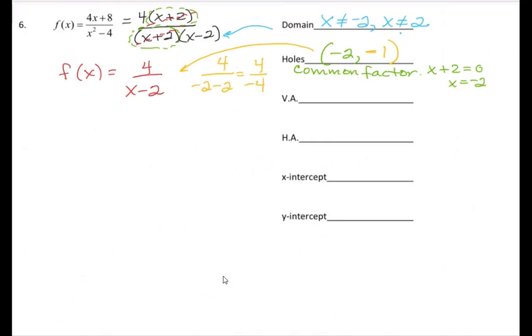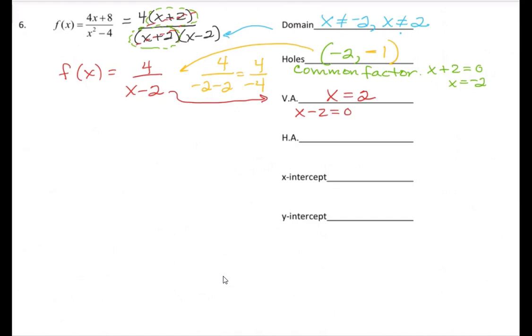Now I move to the vertical asymptote. And for the vertical asymptote, I want to look at the denominator of that simplified version and identify what I get when I set that denominator equal to 0. And if I do that, I'm going to get x equal to 2. So that's where the vertical asymptote exists.